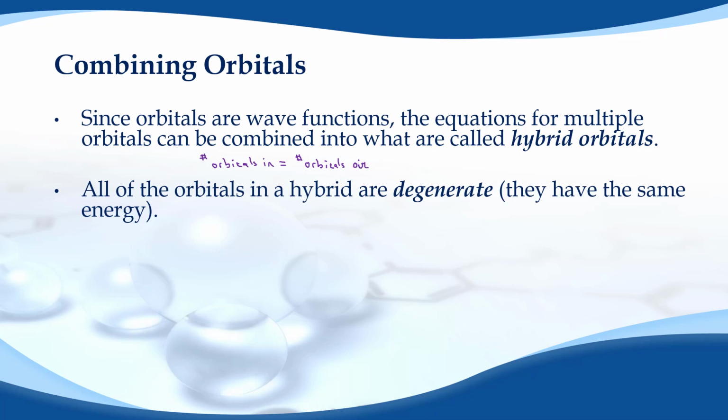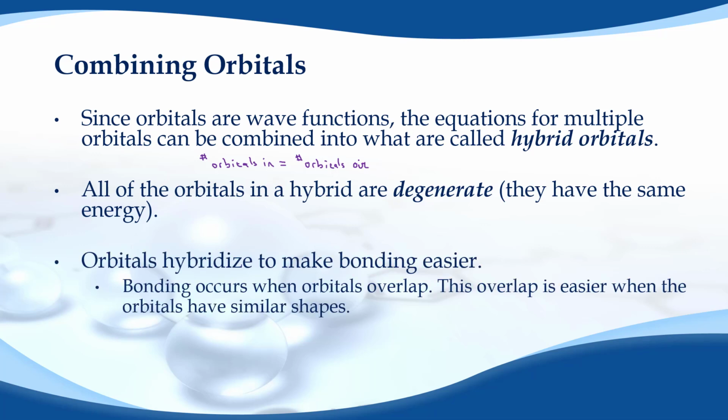And the reason why atoms will do this is because it makes bonding significantly easier, right? When you form a chemical bond, what's actually happening is that the electron clouds for those two orbitals overlap with each other. And to make that overlap easier to achieve, it helps if the orbitals have similar shapes and similar energies, right? So that's what hybridization is doing. It's creating shapes and energies that are about the same that will allow these atoms' orbitals to overlap with each other effectively and form a covalent bond.